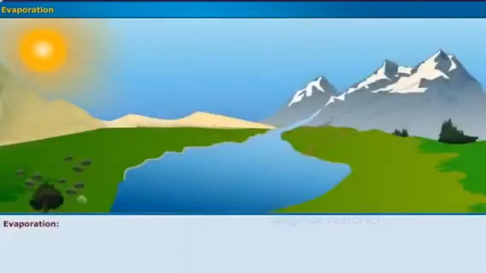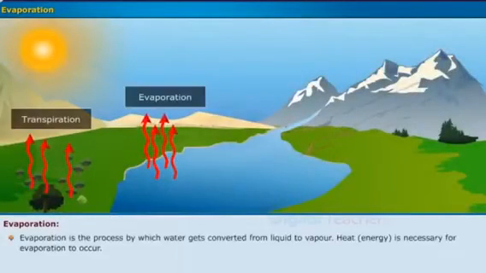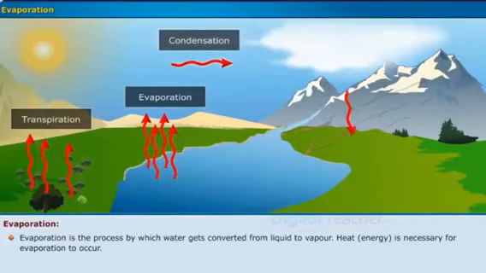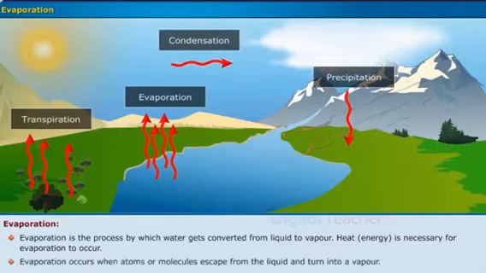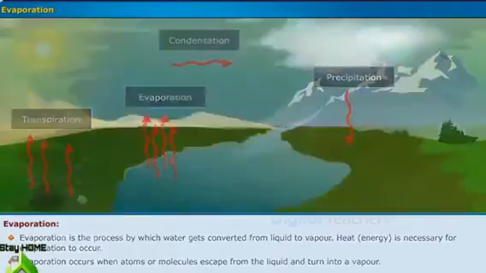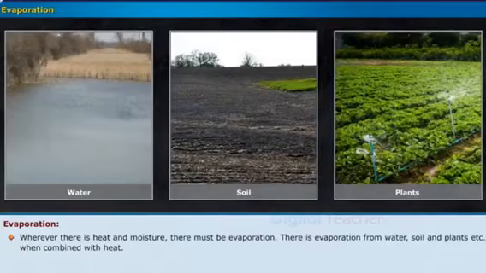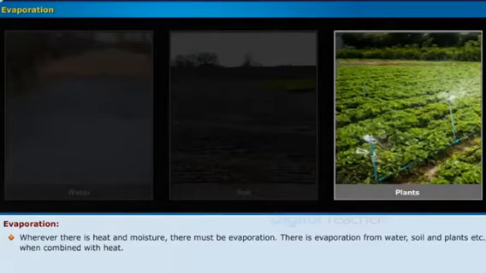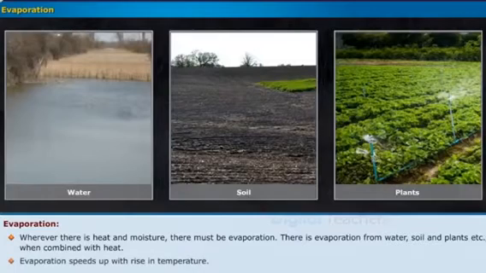Now, let us know about evaporation. Evaporation is the process by which water gets converted from liquid to vapor. Heat, that is energy, is necessary for evaporation to occur. Evaporation occurs when atoms or molecules escape from the liquid and turn into a vapor. Wherever there is heat and moisture, there must be evaporation. There is evaporation from water, soil and plants, etc. when combined with heat. Evaporation speeds up with rise in temperature.